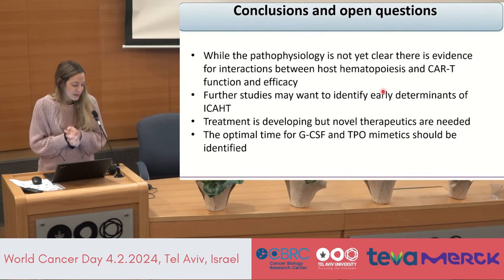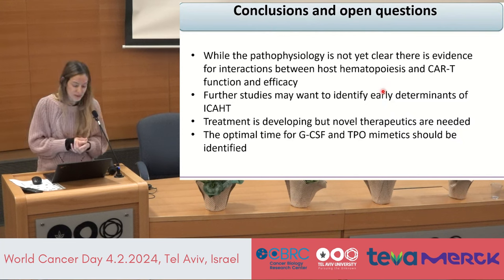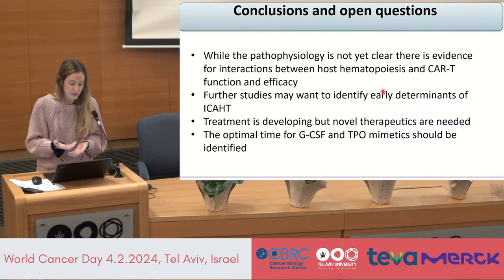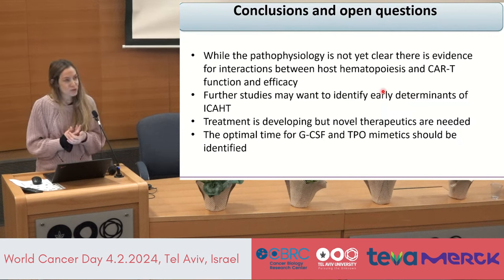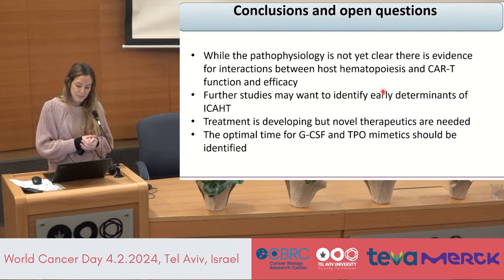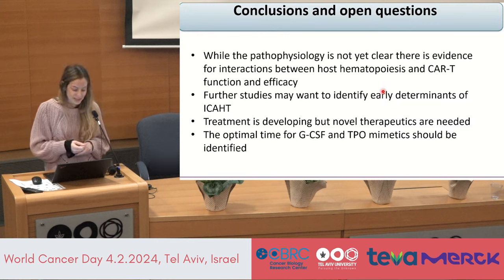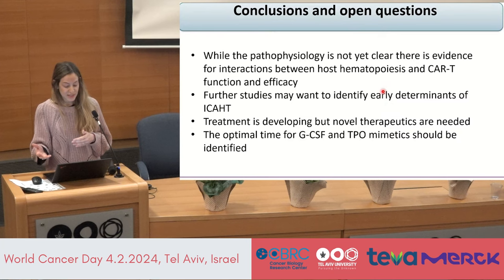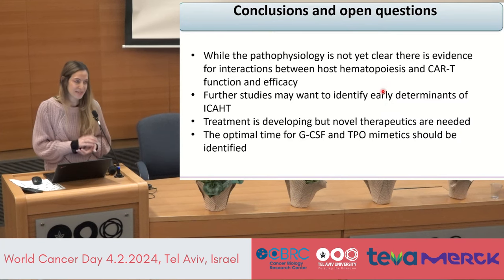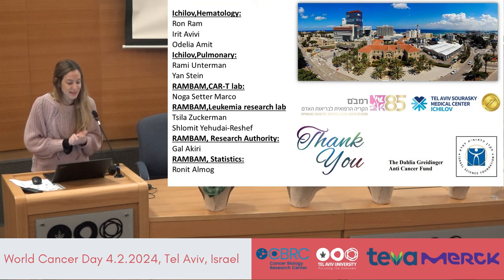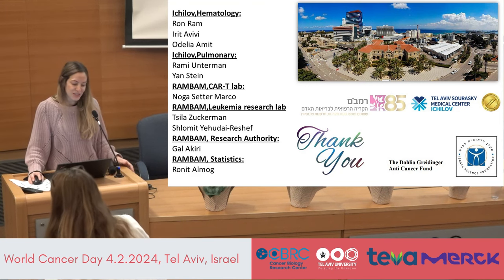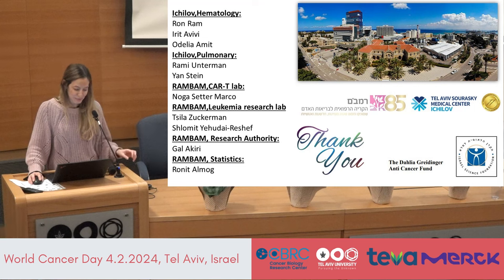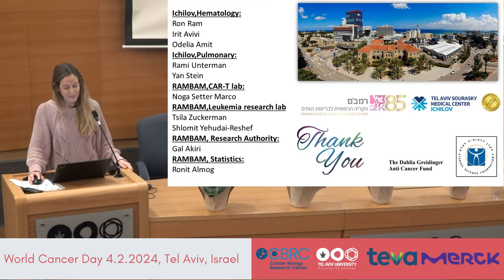So while the pathophysiology is not yet clear, there is evidence of interaction between the host hematopoiesis and the CAR T function and efficacy. We need more studies and more analysis in order to determine the reason for this ICAHT. Treatment is developing, but novel therapeutics are still needed, and the optimal time for G-CSF or TPO mimetics should be identified. I want to thank everyone. This is a collaboration between the people at Ichilov and the people at Rambam, and thank you.